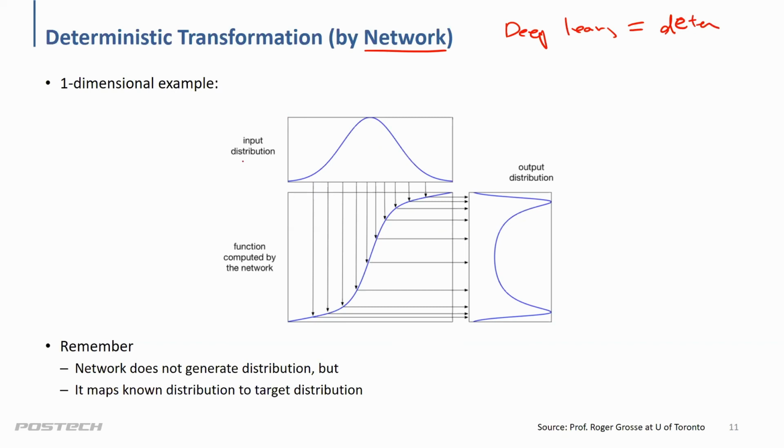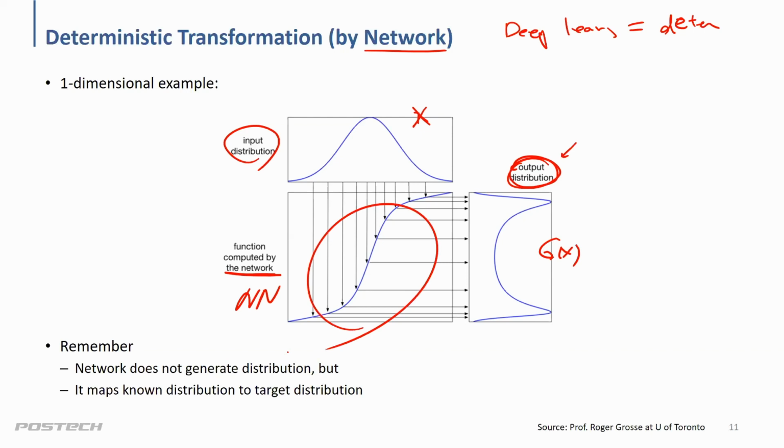Say this is the input distribution, and say it looks like a Gaussian distribution. And suppose this one is the output distribution that we want. What the neural net does is use deterministic transformations from x to g of x. So from this one, using some kind of mapping, I can make any kind of probability distribution.